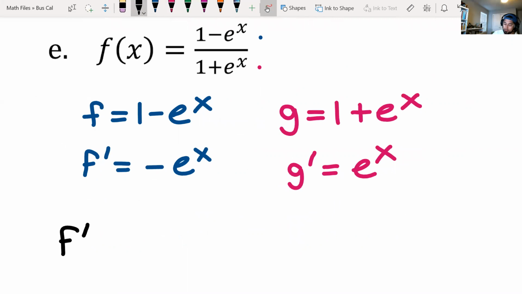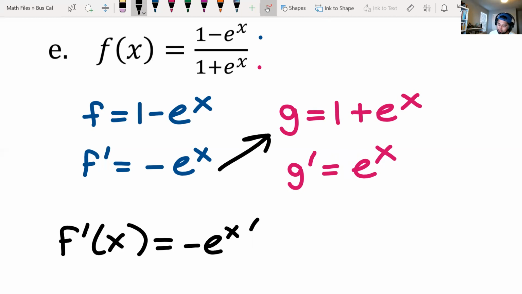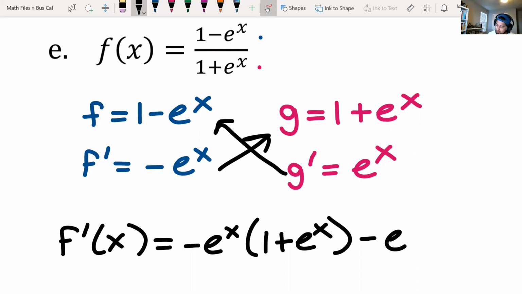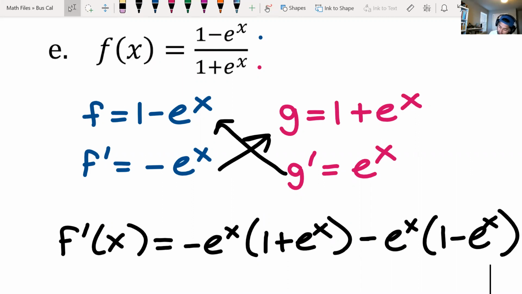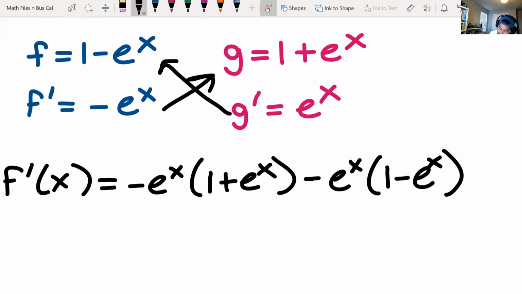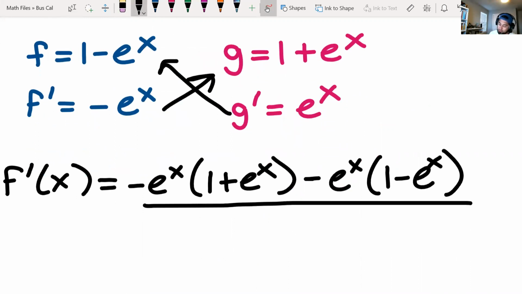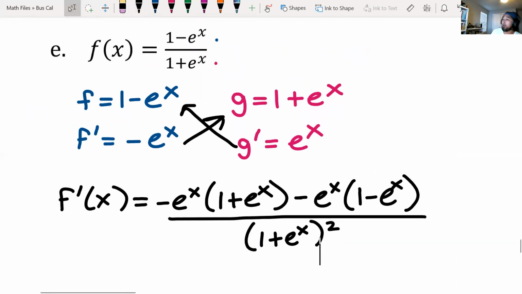Taking the derivative of f of x, so f prime of x, and let's do our quotient rule. Negative e to the x times 1 plus e to the x, f prime times g, minus e to the x times 1 minus e to the x. Ooh, look at all those e's. All over the original denominator squared. Okay, and lots of cleanup to do. We have to distribute those e to the x's.